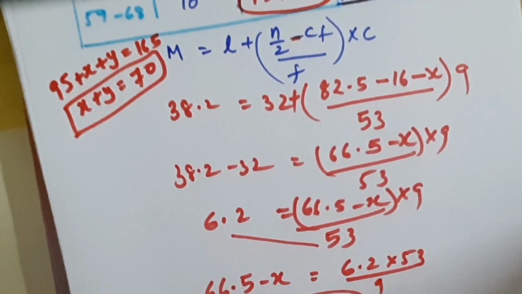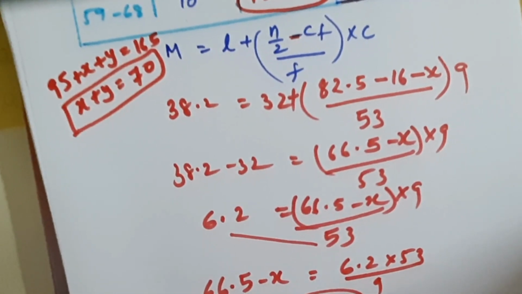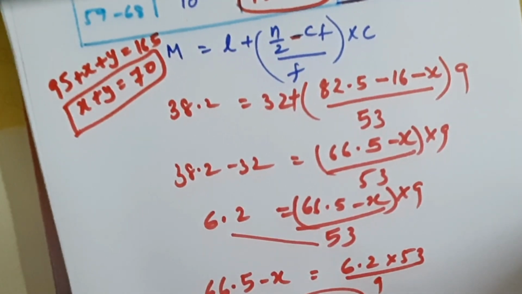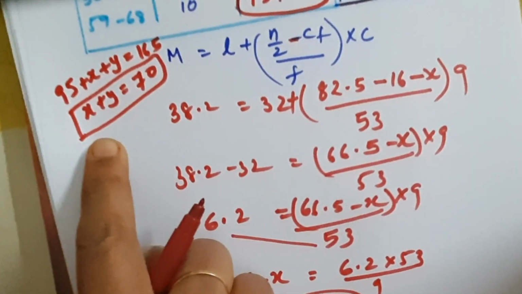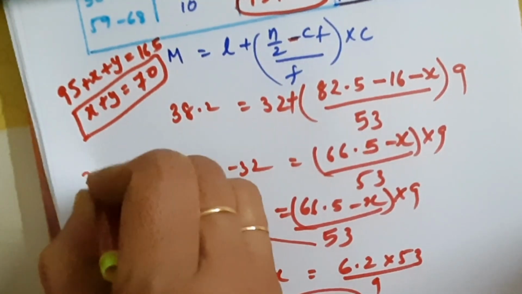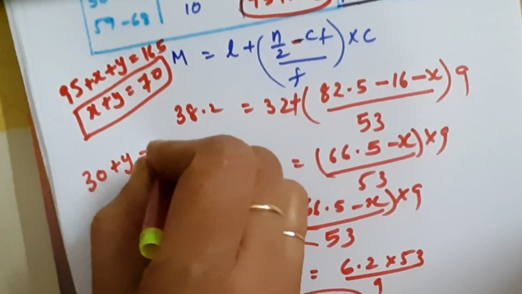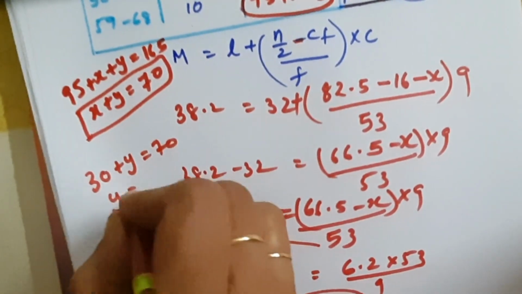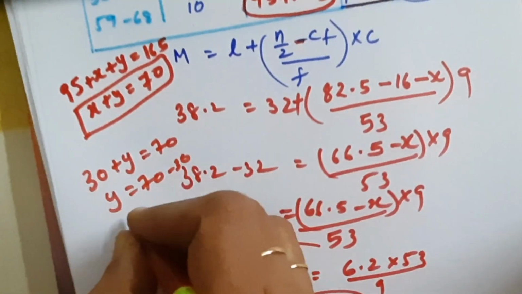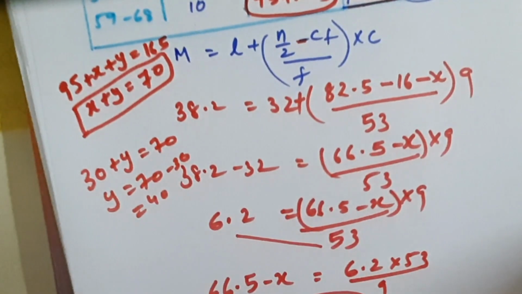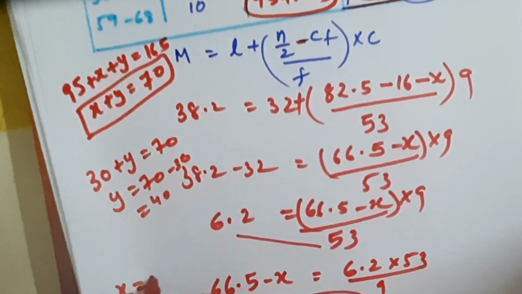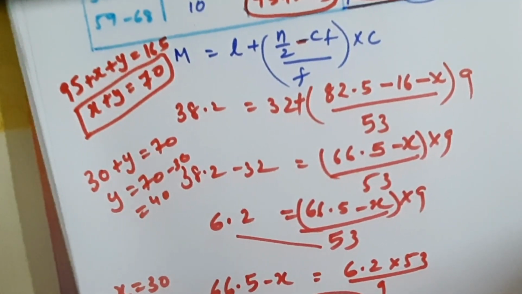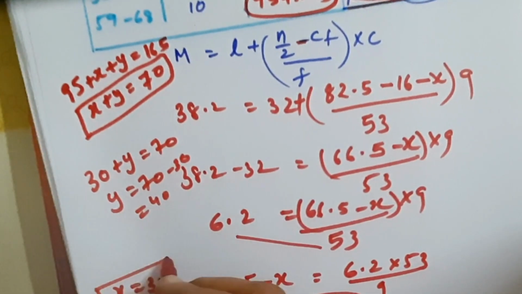We shifted x to that side, so it became positive. We got the value of x. Now this value of x we can put in our equation to find y. If you put 30 in the equation, 30 plus y is 70. Thus y is 70 minus 30, so it's 40. Now we have our answers: x is 30 and y is 40. This is our final answer.